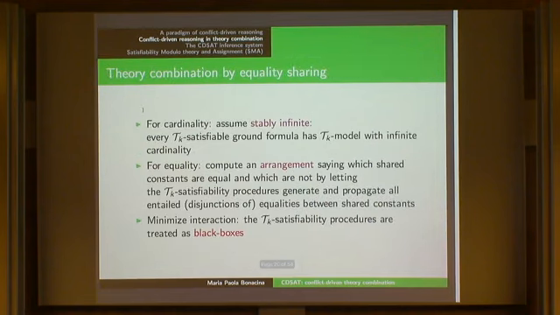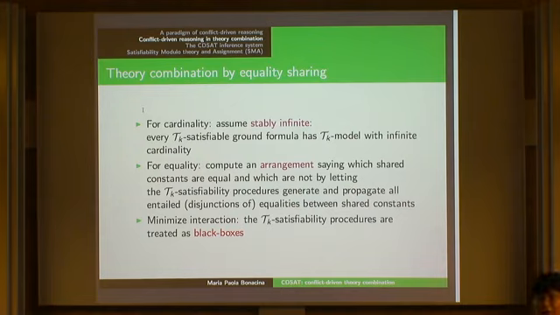And the procedures need to agree on the shared constants and the cardinalities of the shared sorts. This is done in equality sharing in 2 ways. For the cardinality, it assumes that the theories are stably infinite, which means that every satisfiable quantifier-free formula has a model with domain of infinite cardinality. And for the equalities, it computes an arrangement which says which shared constants are equal and which are not.